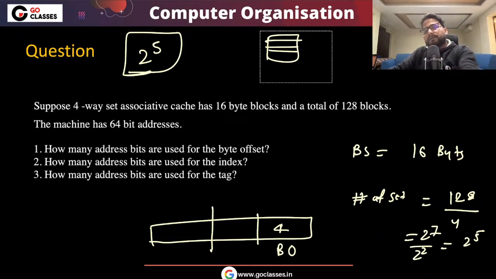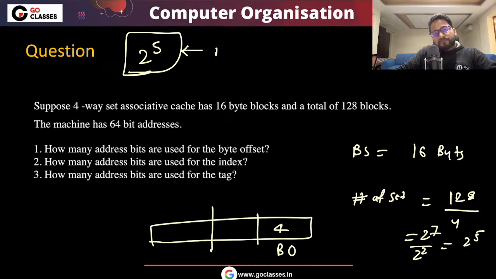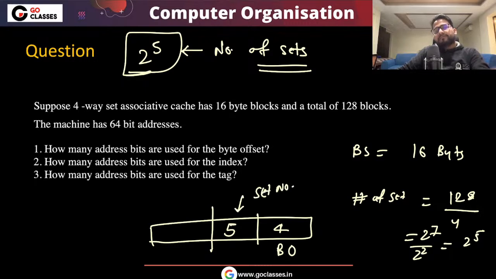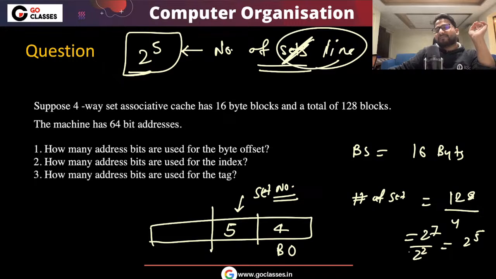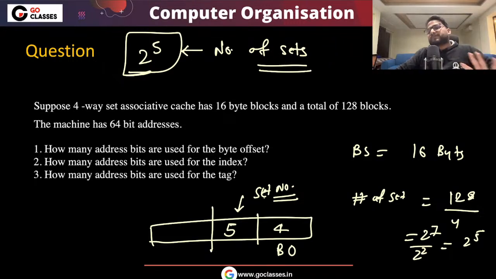How many sets are there? Is this fine to everyone? Now you will be writing the set number. That's why this is 5. This is the set number. First you have to find out the number of sets, then everything is just like the direct map. Once you find the number of sets, set and line are the same; just instead of set number, we call it line number. You can call it line or set, it doesn't matter, but the 5 is important. You have to write the 5 here.